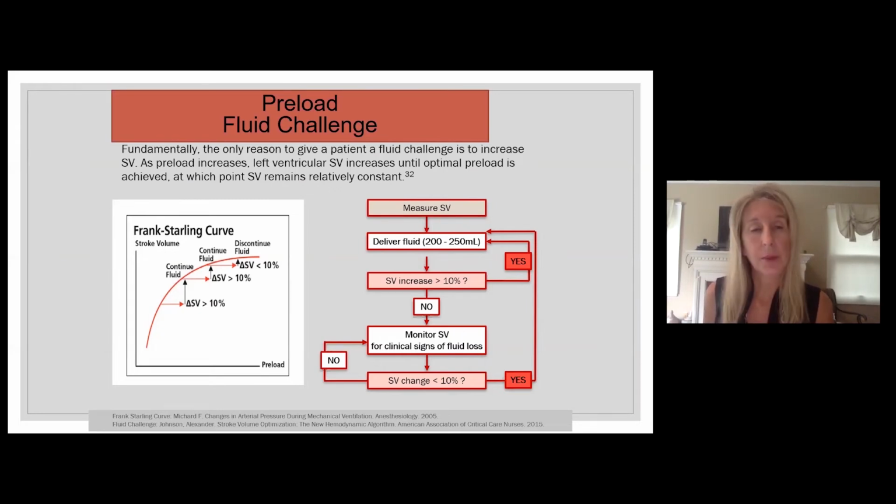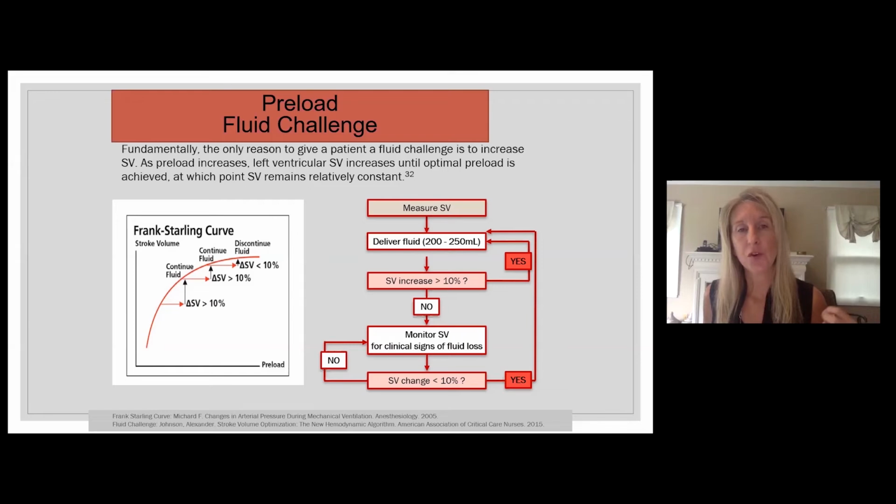And I will obtain that baseline stroke volume using either the non-invasive or the minimally invasive device. And then I'm going to give a 250 fluid challenge. You have to give the fluid challenge rapidly. You can either give it via a pressure bag if you have access to that. If not, I'll often use 2 smart pumps at the same time, and I'll run them at 999. So that delivers that 250 milliliters over 7.5 minutes.